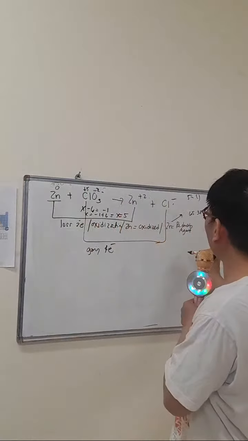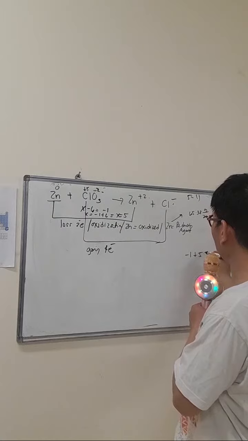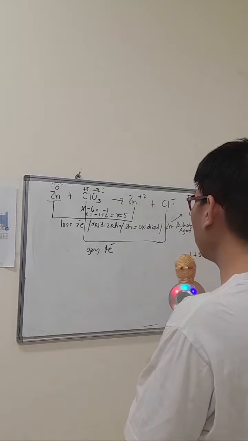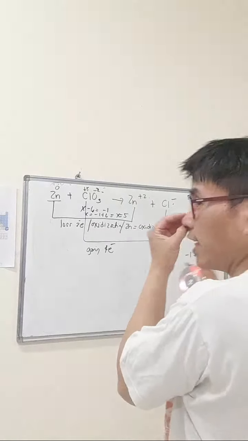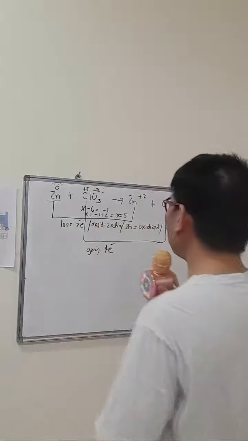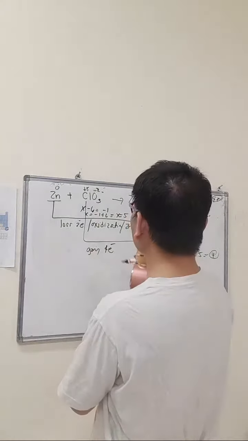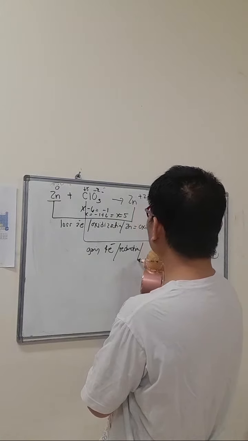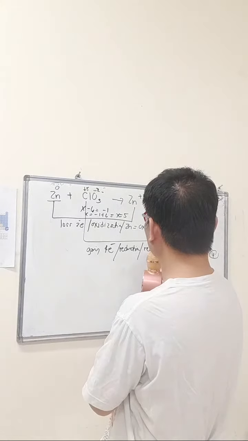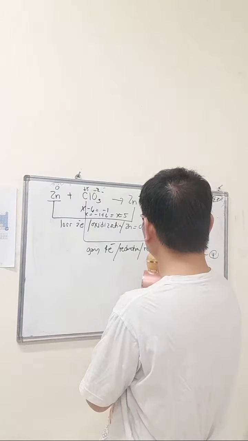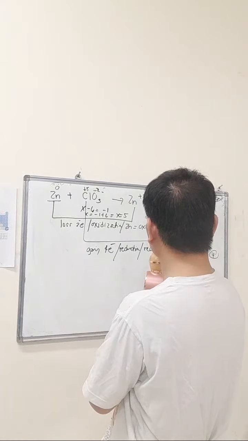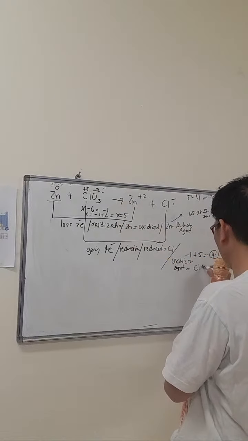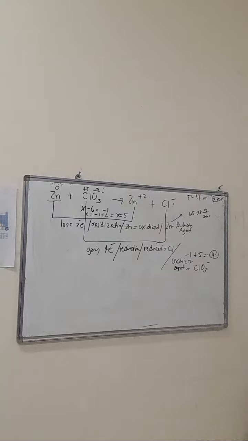Or you can see it this way: -1 plus 5 is equal to 4. So 4 electrons. Okay? So, gain of 4 electrons, and then reduction. Your reduced element is chlorine, and your oxidizing agent is the chlorate because it's a compound. Chlorate. Okay, then half reactions.